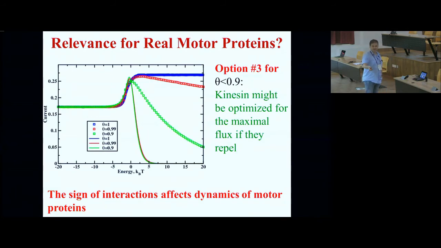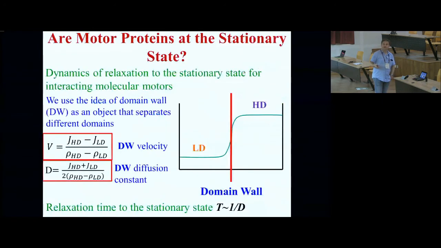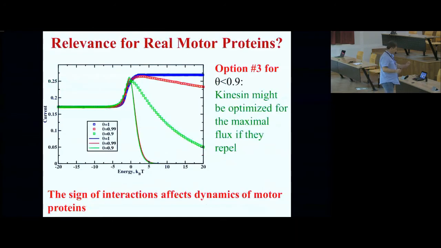So what is interesting is that the sign of interaction affects dramatically the dynamics of motor proteins. Before I go to another small topic, I speculate that this adds an additional level of regulation. Instead of classical biochemical regulation, you can regulate slightly the sign of interaction, changing from a slight attraction to a slight repulsion, and you can change dynamics dramatically. If you can believe my model, which is a cartoon of real life, it still has some interesting things. So maybe it's an additional level of regulation. Yes.